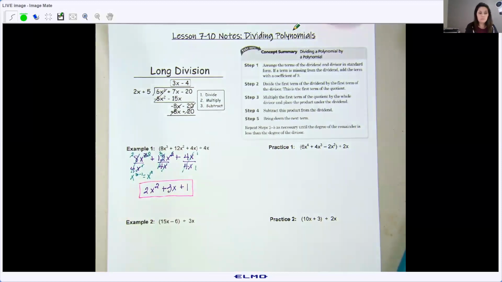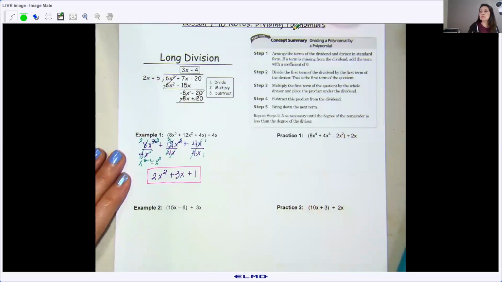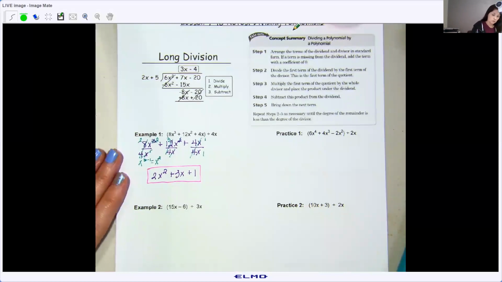So really, this page is not much new. I'm going to go ahead and do examples 2 and 3, and then you are going to submit this with practices. Okay, so I'm just going to keep going.